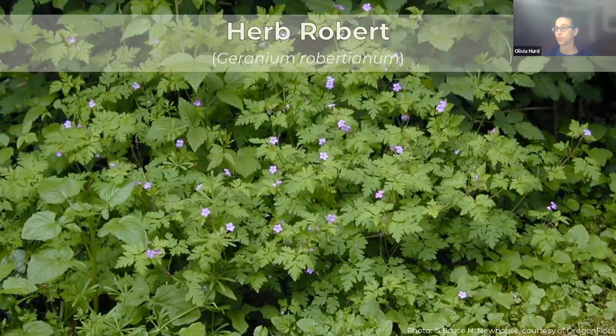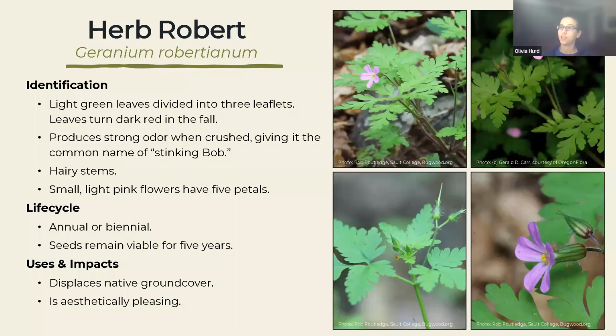Herb Robert. I bet many of you have seen this plant around or even smelled this plant, also known as Stinky Bob. Herb Robert has light green leaves that are divided into 3 leaflets. The leaves turn dark red in the fall. It does produce a very strong odor when crushed, giving it the common name of Stinking Bob. It has hairy stems and small light pink flowers that have 5 petals.